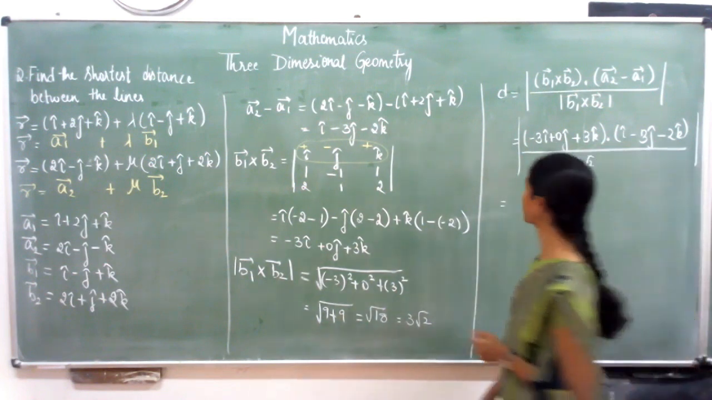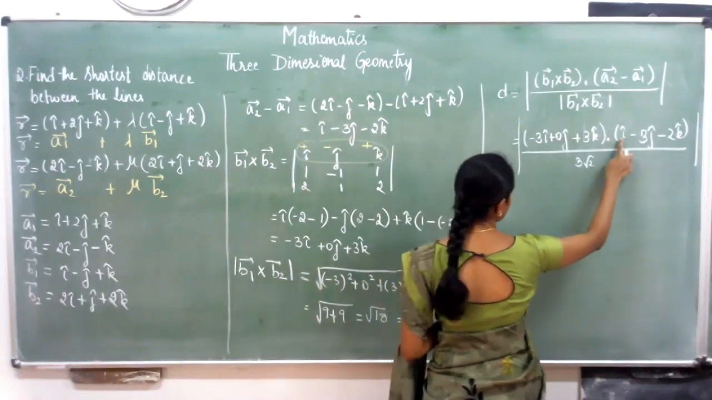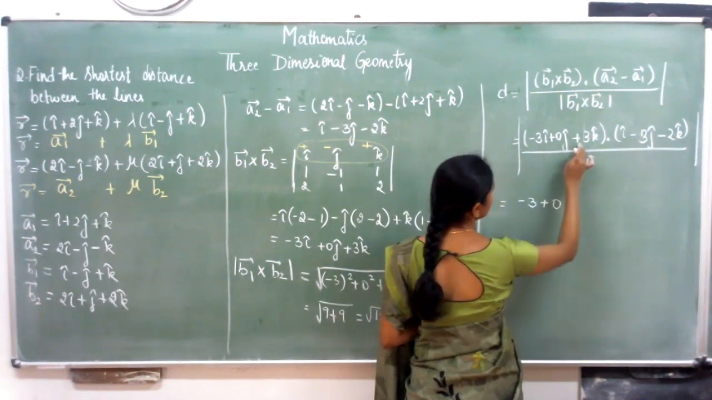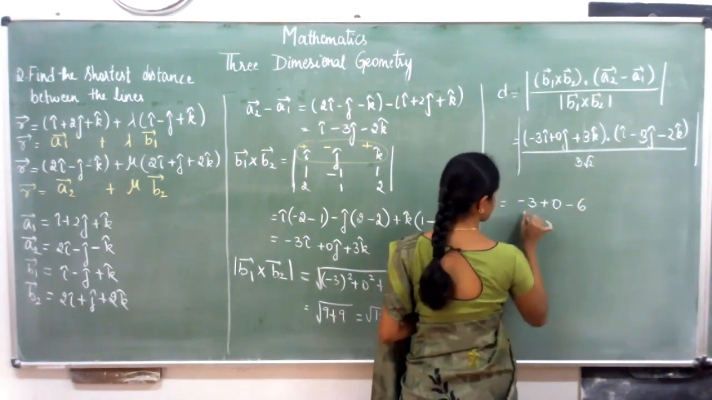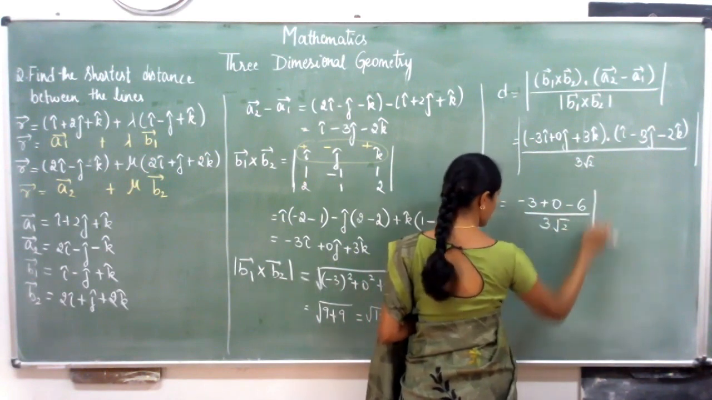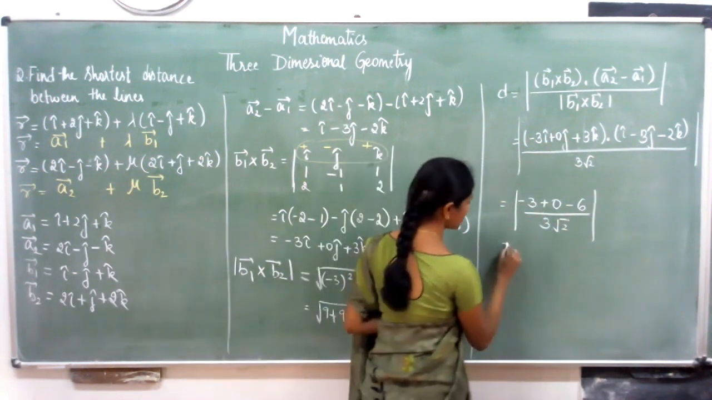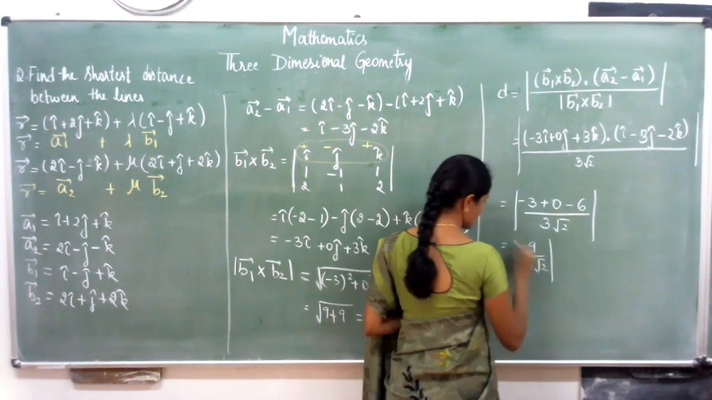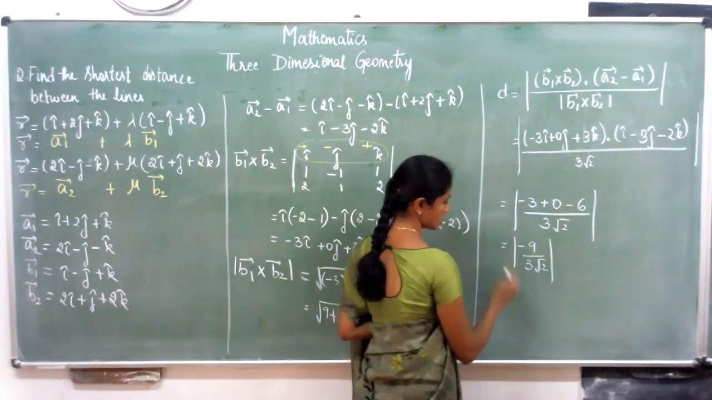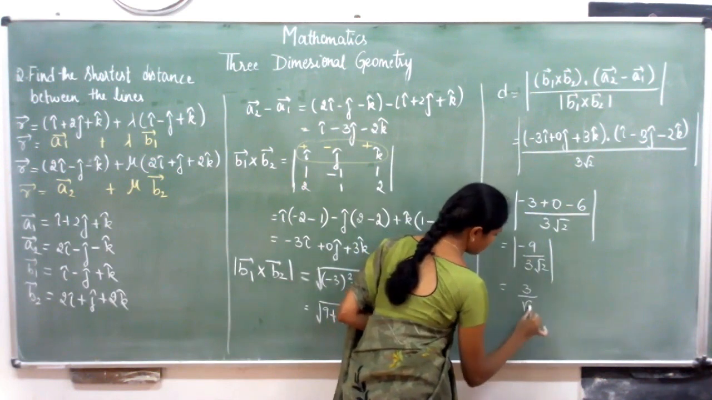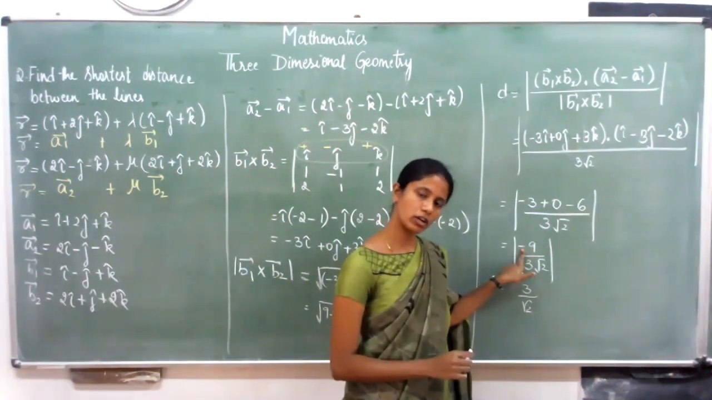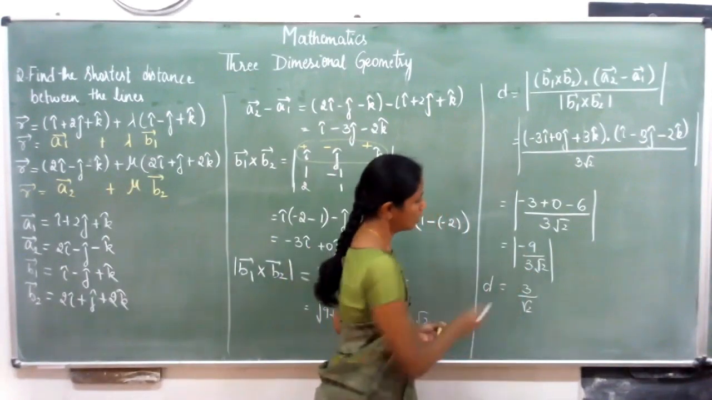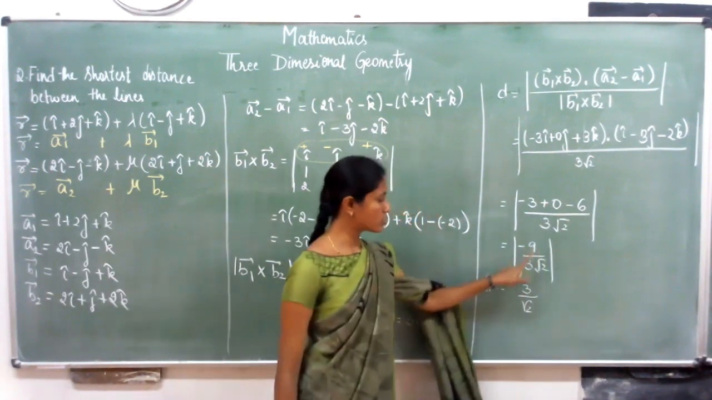Now finding the dot product. Minus 3 into 1 is minus 3, then 0 into minus 3 is 0, 3 into minus 2 is minus 6, whole divided by 3 root 2 inside the modulus. So this is minus 9, that is minus 3 minus 6, minus 9 by 3 root 2 modulus. As we have written modulus, and since we are calculating distance, it should always be positive. So 3 into 3 is 9, and 3 and 3 get cancelled, giving 3 divided by root 2.